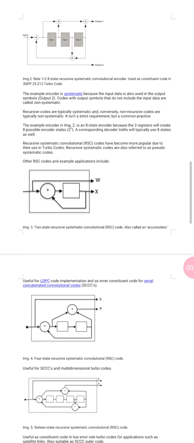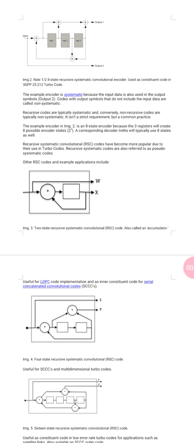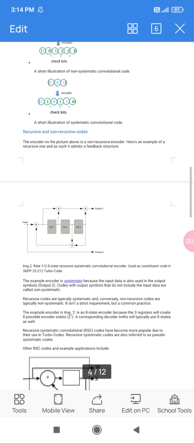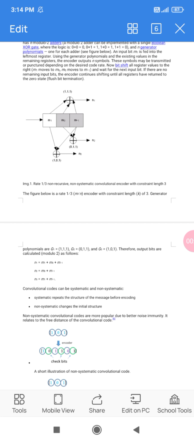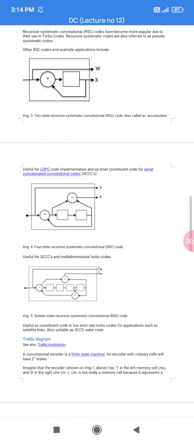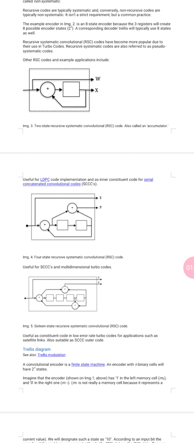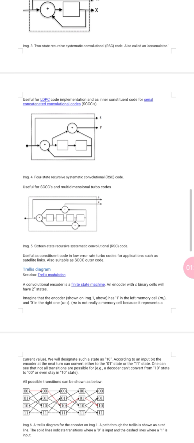Observe these diagrams carefully and remember which image shows how many states of recursive systematic convolutional code, and what the applications of each are. Okay, this one is for one state, this one is for two state, this one is for four state, this one is for sixteen state.